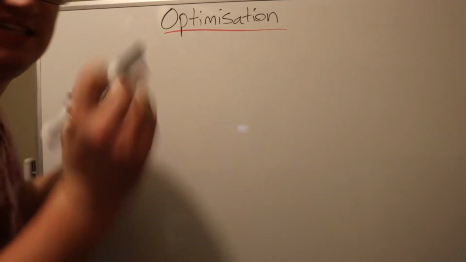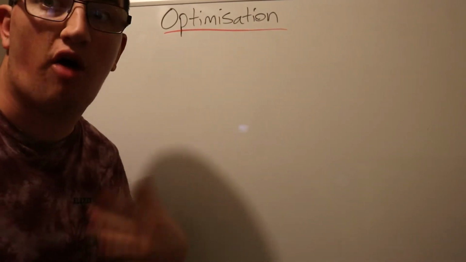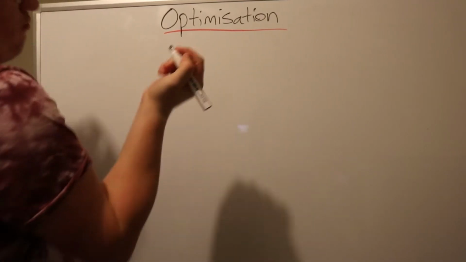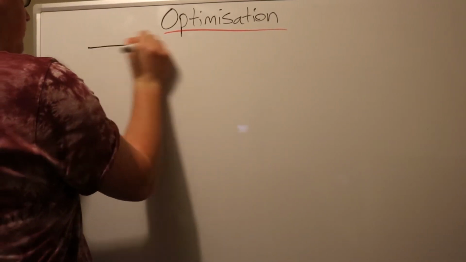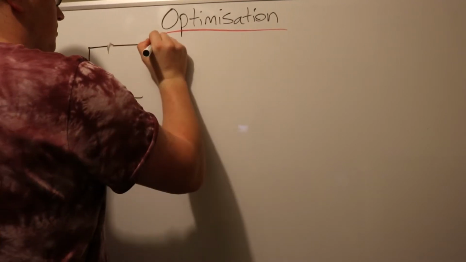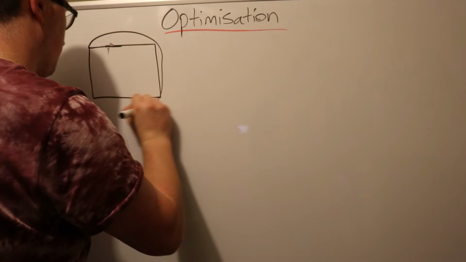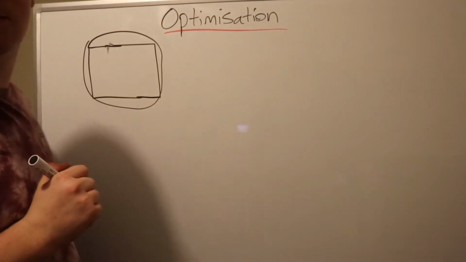That's what I mean. But today we are going to look at the concept of optimization in one particular way. We are going to look at just one problem today. We are going to be looking at the maximum area of a rectangle within a poorly drawn circle.